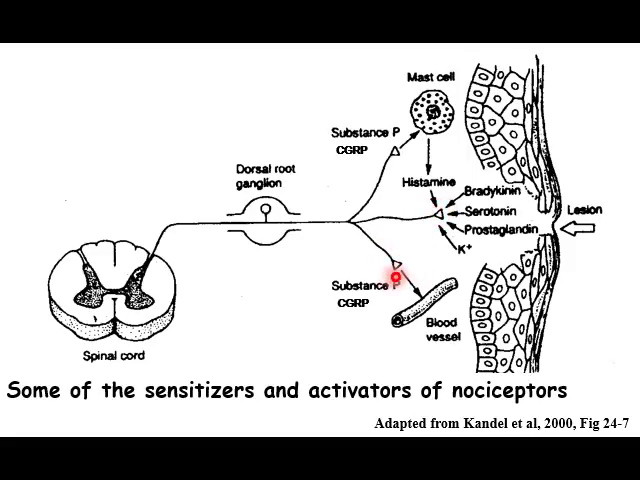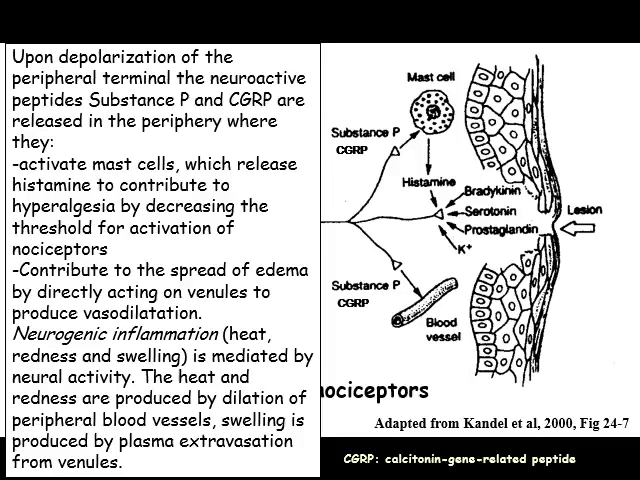Another action of this substance P and CGRP is to change the permeability of blood vessels, so you have relaxation there, additional blood coming into the area, extravasation of serum, and swelling in the area, and redness and heat. All those are produced in the area of the tissue damage. And this could be in the skin, but it could be deep in the internal structures, particularly around bone, which is well invested with pain fibers.